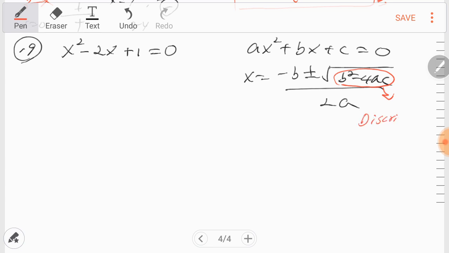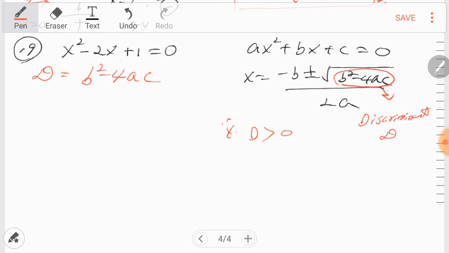Discriminant. D. So we will check the discriminant, which is b squared minus 4ac. So if the discriminant is greater than 0, then there is a square root of something, right? Square root of something.